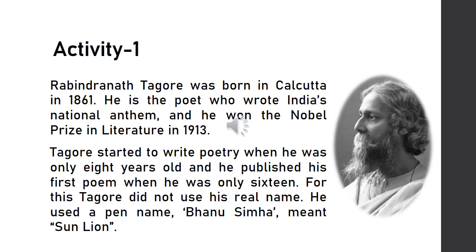So, here we'll be studying about Rabindranath Tagore. We know that he wrote the national anthem, the Jana Gana Mana, which we recite daily in school. It was written by Rabindranath Tagore and he also won the Nobel Prize in Literature in 1913. He has created various great works and here there is a description about him, like when he started writing poetry, which is at the young age of 8 years. I can say you had started writing poetry last year. But he started doing that when he was just 8 years old and he also published his first poem when he was 16. And he used a pen name for that.